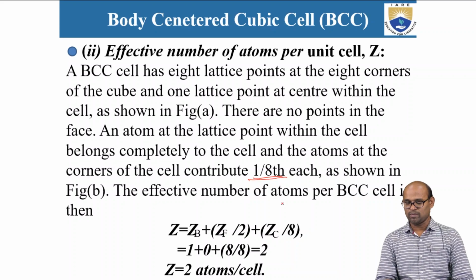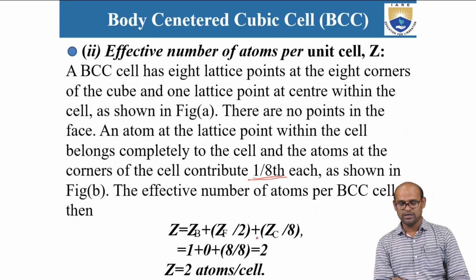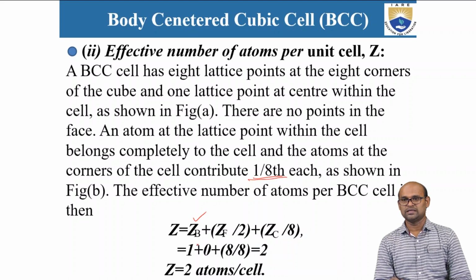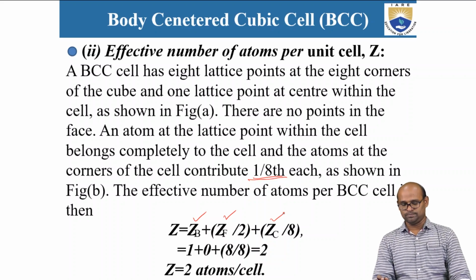So the effective number of atoms for BCC cell is defined as Z. Z is equal to ZB plus ZF by 2 plus ZC by n. What is ZB? Number of body centered atoms. What is ZF? Number of face centered atoms. And what is ZC? Number of corner atoms.